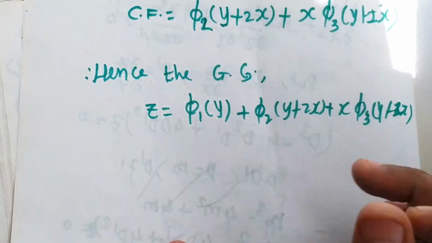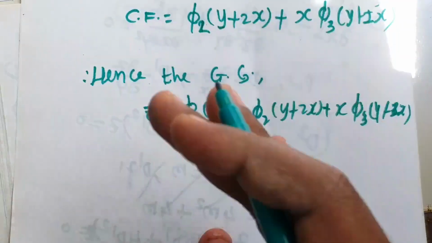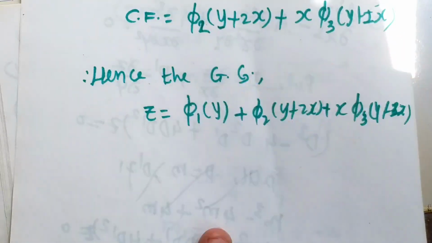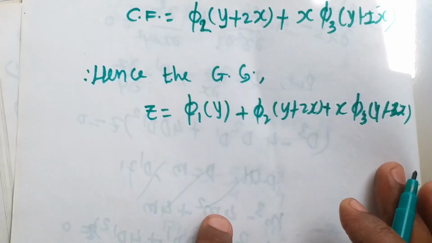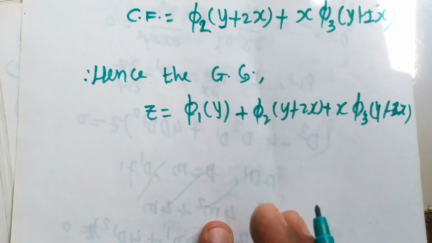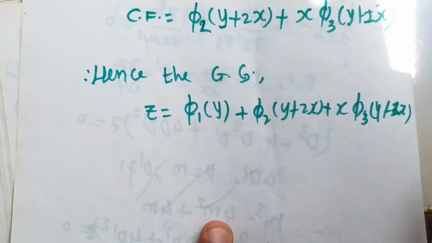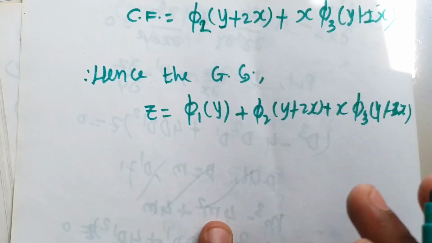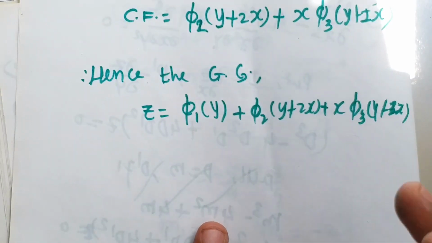Now if d dash can be taken common, at that time the CF corresponding to that common factor we determine separately, and for the other factor we determine separately. Whenever d or d dash is common, for them we don't substitute d equal to m and d dash equal to 1. For the other factor, which is the remaining factor, we put d equal to m and d dash equal to 1. Now let us take another example.